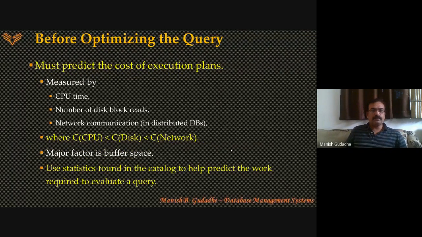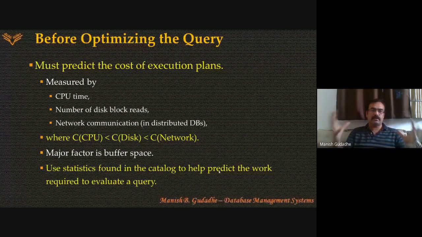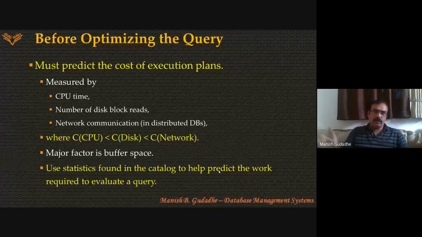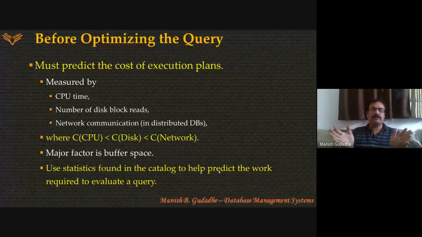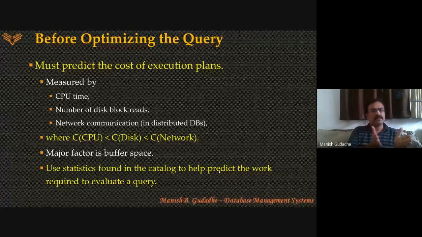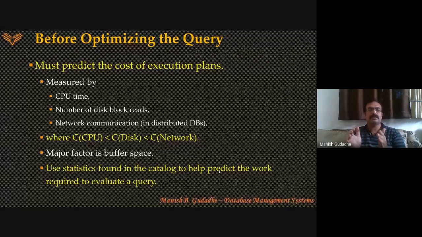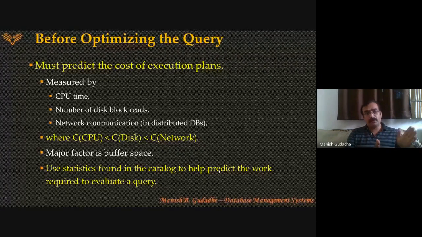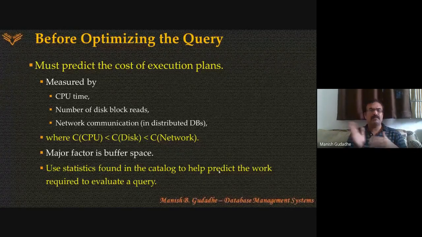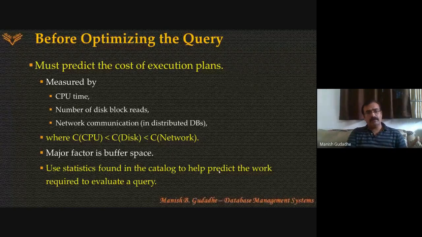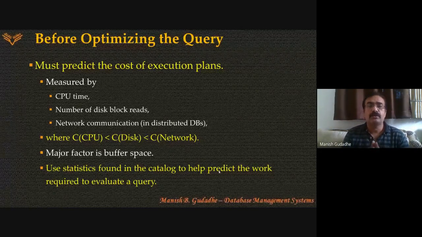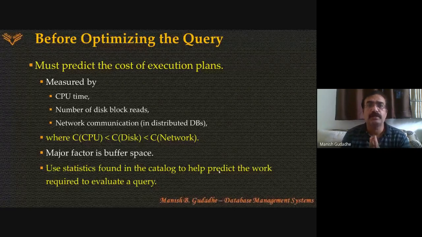So when it is a distributed system, CPU time becomes negligible. When it is not a distributed system, when it is a local system, CPU time is considerable, but more concentration is given to the number of blocks read. These blocks may be read from the primary memory or a secondary memory. Secondary memory generally we don't bother about, only the primary memory or the buffer. So how much buffer space you are consuming plays a very important role in the cost of the execution plan.